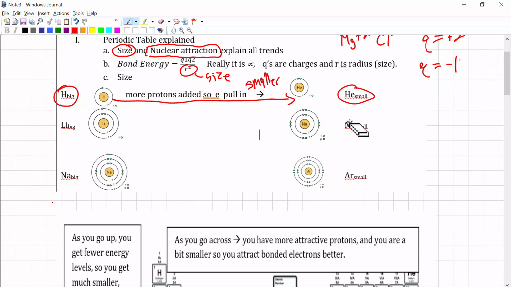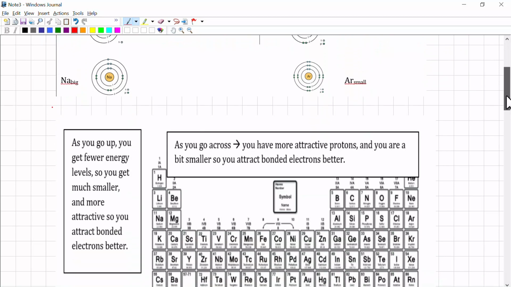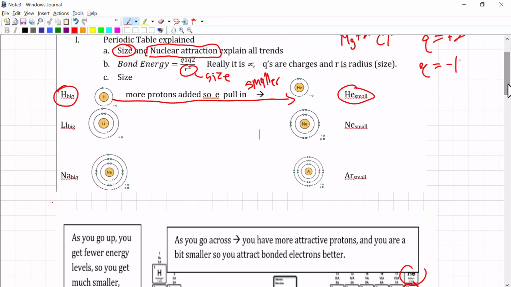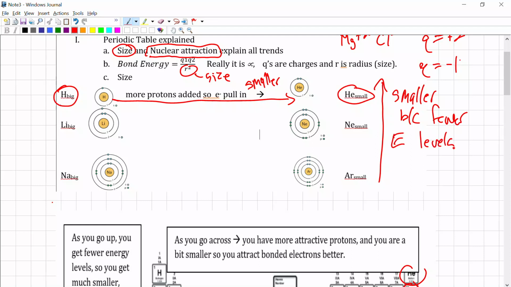Now notice here, when I'm looking at my periodic table down here, I've got argon, I've got neon, I've got helium. Notice as I go up, it gets smaller. Why does it get smaller? It gets smaller because there are fewer energy levels, right? So see how this one has 1, 2, 3. This one has 1, 2. And this one has 1. And notice how it gets smaller, okay?